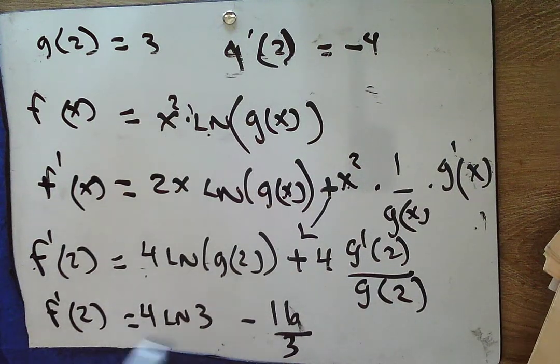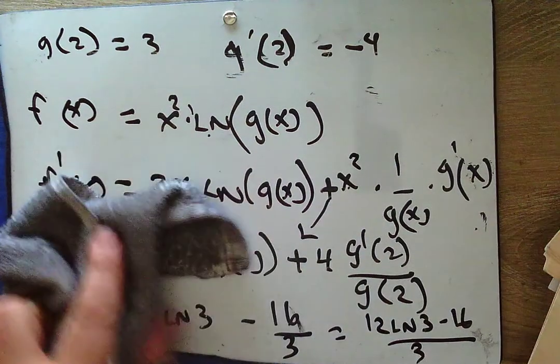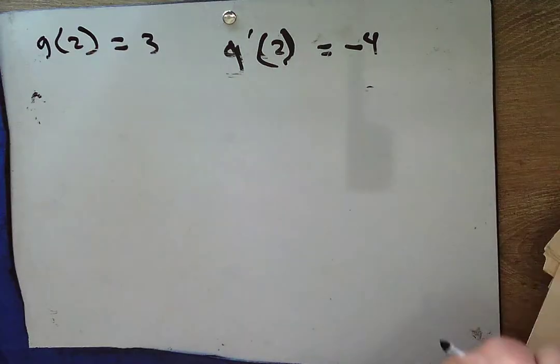If you really need to make a common denominator, then that's going to be 12 ln of 3 minus 16 over 3. And then, yes, you could factor a 4 out of each of those if you really, really needed to, but I'm not going to support such madness. Well, until we really need to do it.